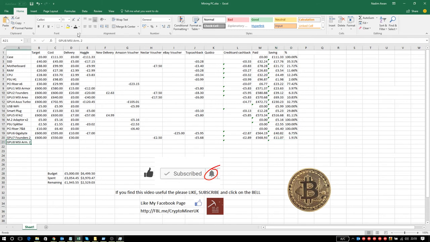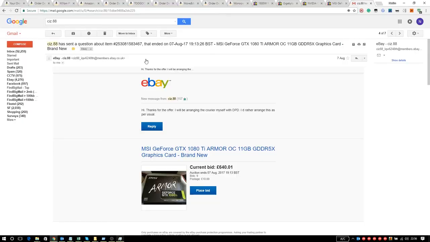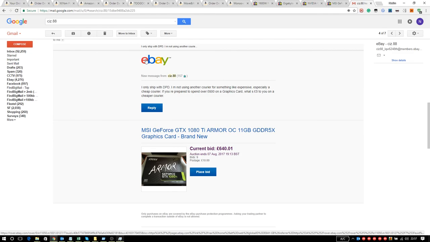The 8th GPU was the MSI Armour, so I now have two of these. This had a £600 budget. This cost me £640.01 with £10 postage. I think I haggled the postage down to £5 on this. I tried to haggle the price on this down to £2.69, but the seller wanted to use their own courier DPD, which he never did. I think it came with UPS. He did, however, reduce the postage down to £5.